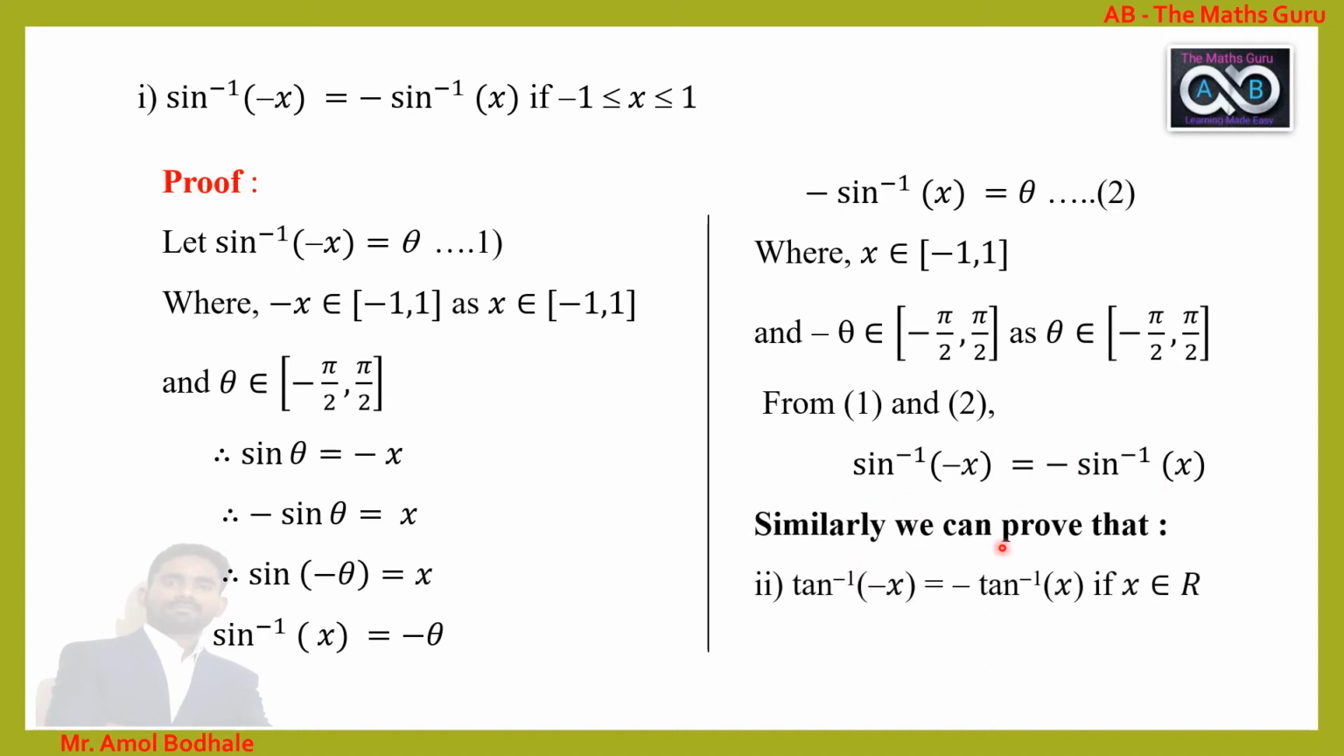Similarly, we can prove that tan inverse of minus x is equal to minus tan inverse of x if x belongs to R, and cosec inverse of minus x is equal to minus cosec inverse of x if mod of x is greater than or equal to 1.